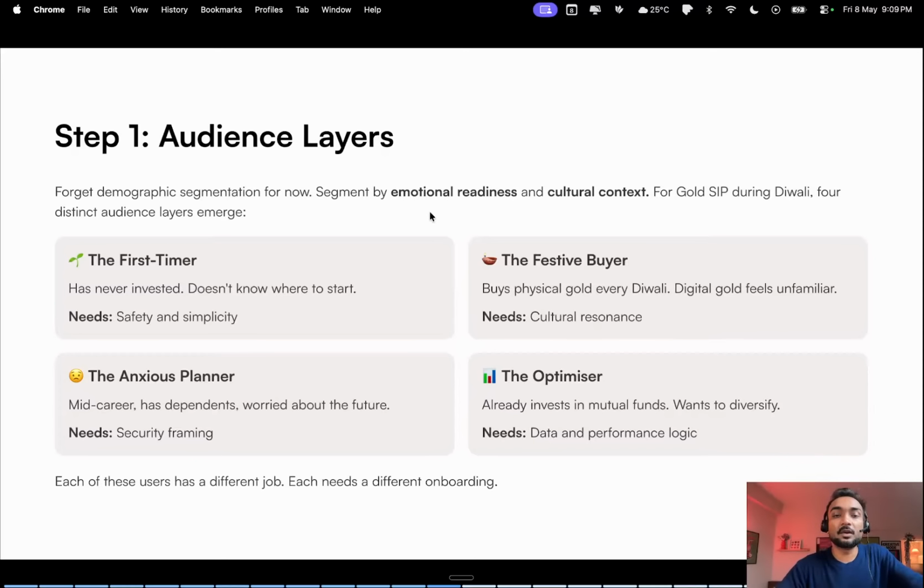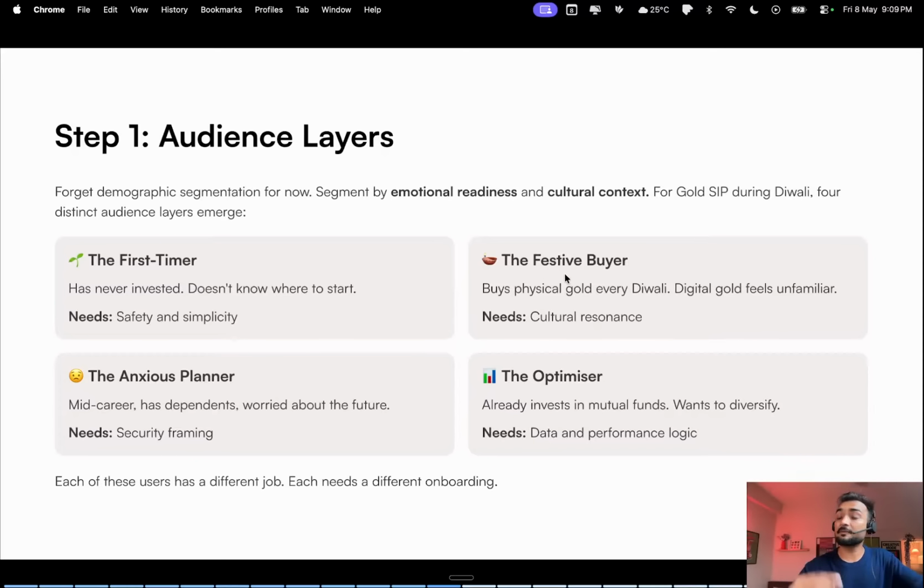ठीक है, we are doing emotional readiness and cultural context के हिसाब से. ठीक है, तो there could be people who are first time buyers. ठीक है, people who have never invested, they don't know where to start. What are these people going to look for in the onboarding? These people want safety and simplicity.